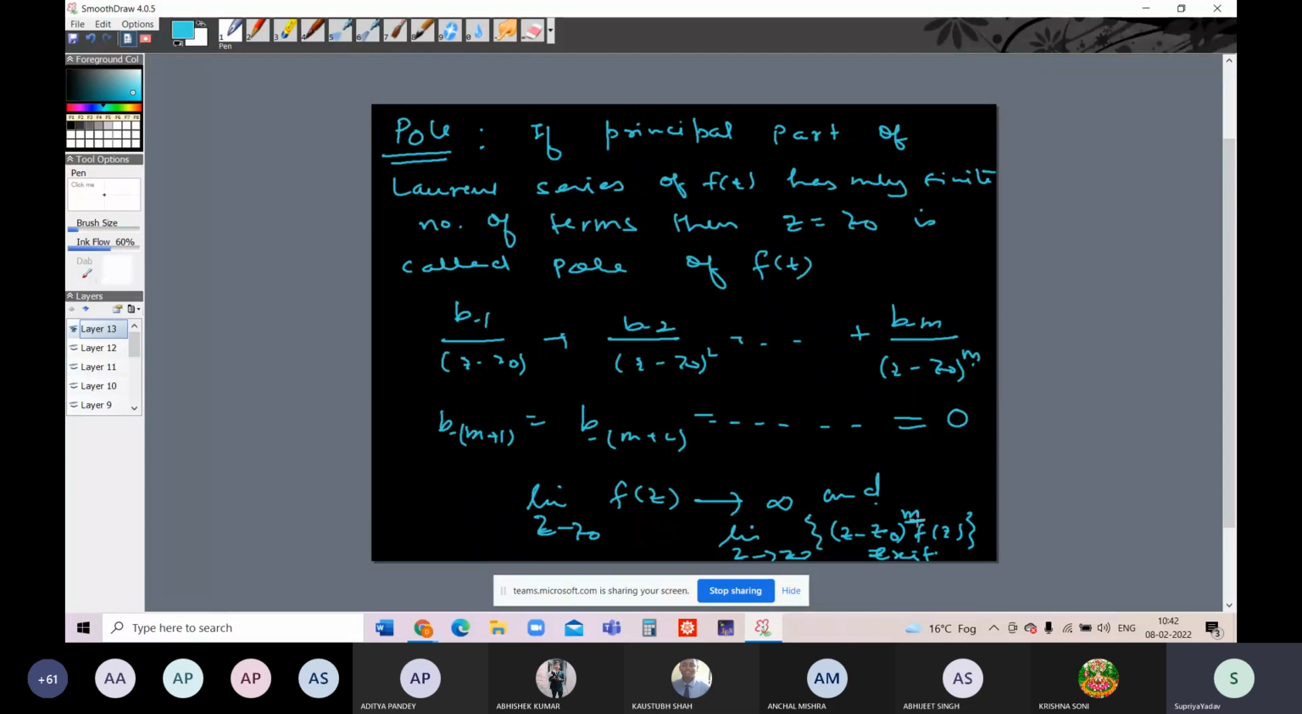Suppose our m is such that the limit exists at m, and it also exists at m plus 1, so we have to take that m which is the least among all the numbers for which this limit exists. Okay.